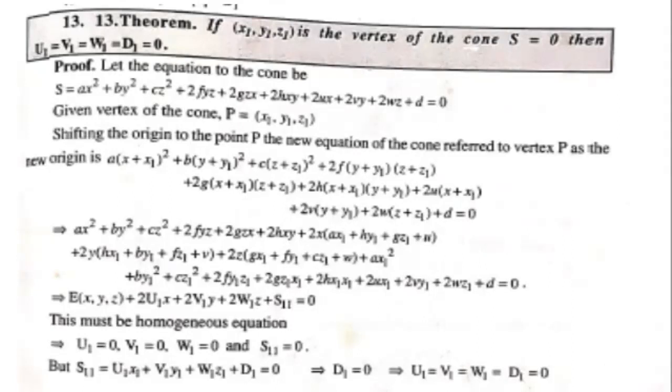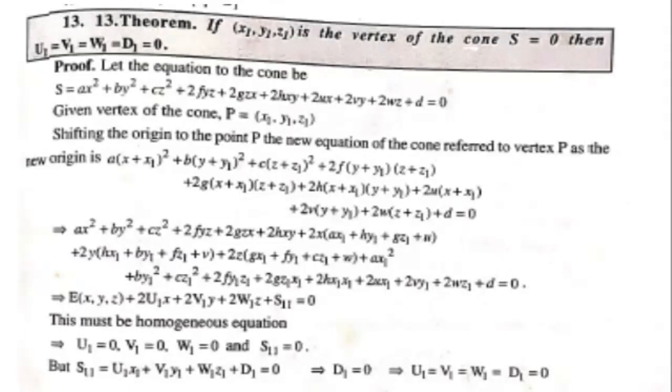the new equation of the cone referred to the vertex P as the new origin is a times (x plus x1) whole square plus b times (y plus y1) whole square plus c times (z plus z1) whole square plus 2f times (y plus y1)(z plus z1) plus 2g times (x plus x1)(z plus z1) plus 2h times (x plus x1)(y plus y1) plus 2u times (x plus x1) plus 2v times (y plus y1) plus 2w times (z plus z1) plus d equal to 0.